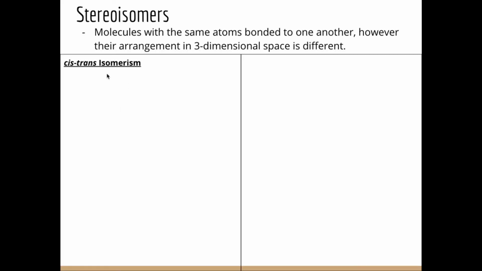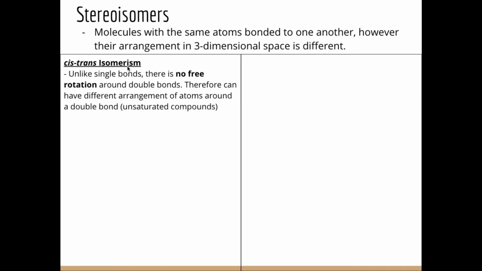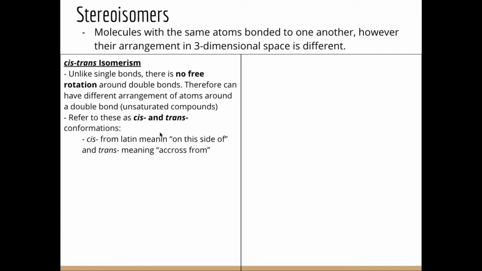Cis and trans isomerism is observed in alkenes. This all has to do with the fact that we said there's no free rotation around a double bond. Therefore, we can have a different arrangement of atoms around a double bond in our unsaturated alkenes. We refer to these as cis and trans. So, cis and trans are both Latin prefixes. Cis means on this side of, trans means across from.